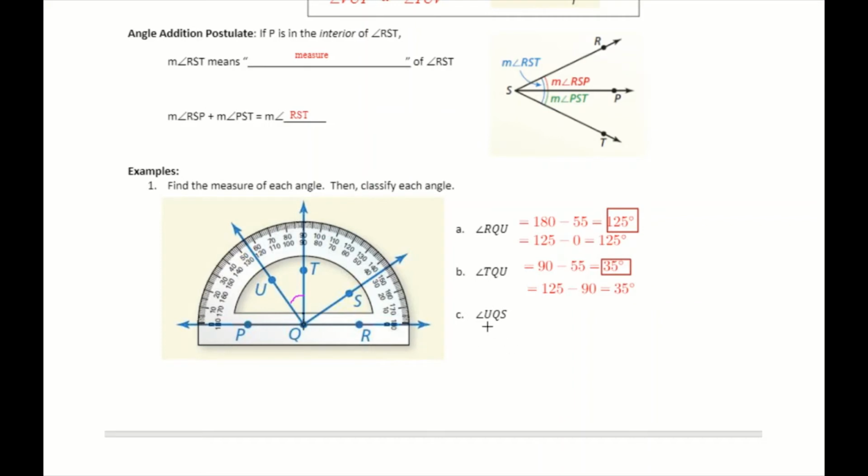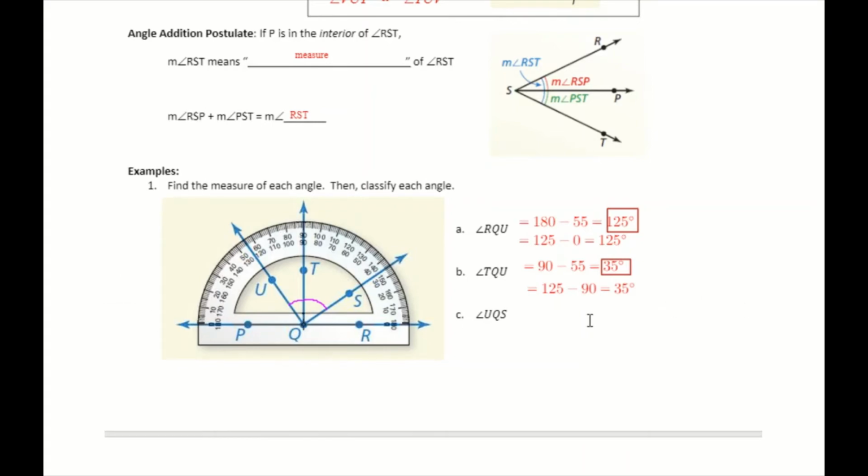For the next one, UQS. So UQS is this angle measure right here. Let's go ahead and erase this one. So now we're talking about this angle right here. U is either at 55 degrees if you're looking at the top, or 125 if you're looking at the bottom. QS is pointing towards either 145 or 35, depending on the perspective here.